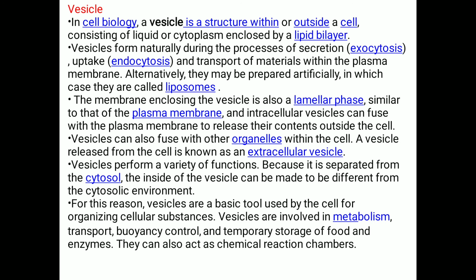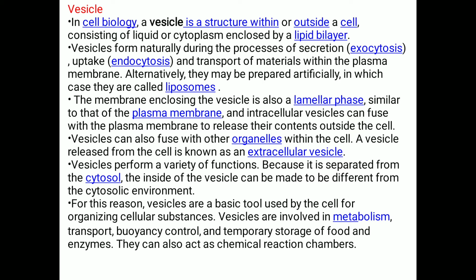Next, vesicle. In cell biology, a vesicle is a structure within or outside a cell consisting of liquid or cytoplasm enclosed by a lipid bilayer. So what is a vesicle? Just imagine. In a micelle, what did we see? We saw the hydrophobic regions, the hydrocarbon chains of the fatty acid, projected inward and the hydrophilic groups projected outward, right?